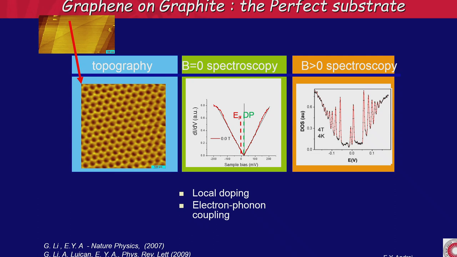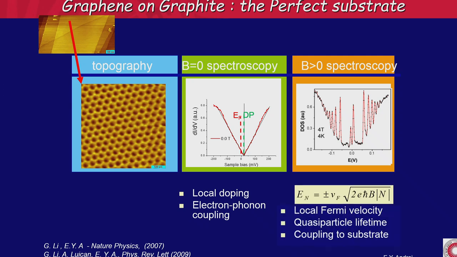Now, what information can we get out? In zero field, we can find the local doping, and it changes. If you have a rough substrate, this fluctuates a lot. And we can find electron-phonon coupling. These are these two wings here that we find. I'm not going to discuss it. There's a Kohn anomaly there that you can see. In the Landau level sequence, you fit this, and it fits beautifully. You can extract the Fermi velocity, and you can measure the local Fermi velocity from point to point. From that, we extract the quasi-particle lifetime with a few millivolts, and you can extract the coupling strength to the substrate. So it's a very useful tool.